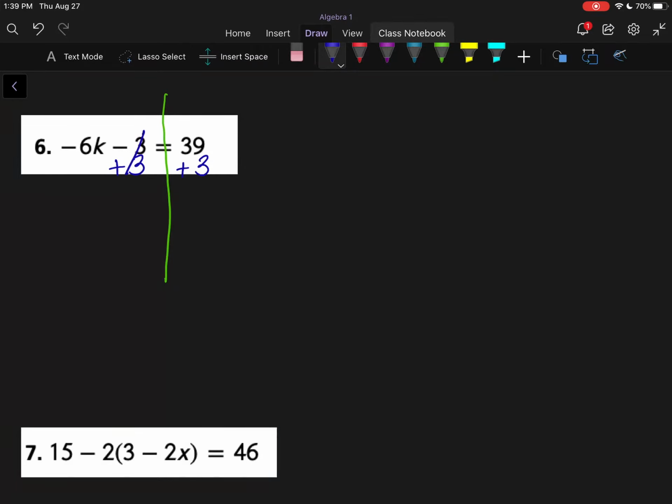39 plus 3 is 42. And I want to bring down my minus 6k. Notice that that is a negative 6k, and we keep it there. We don't forget it.